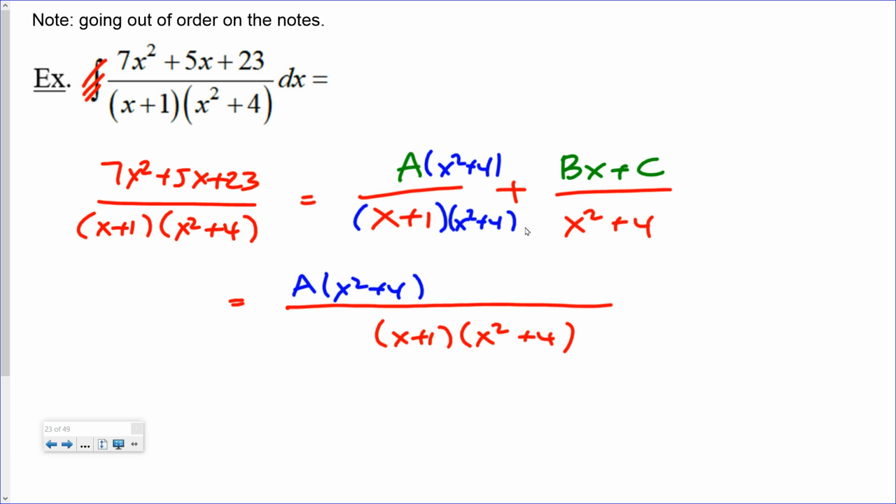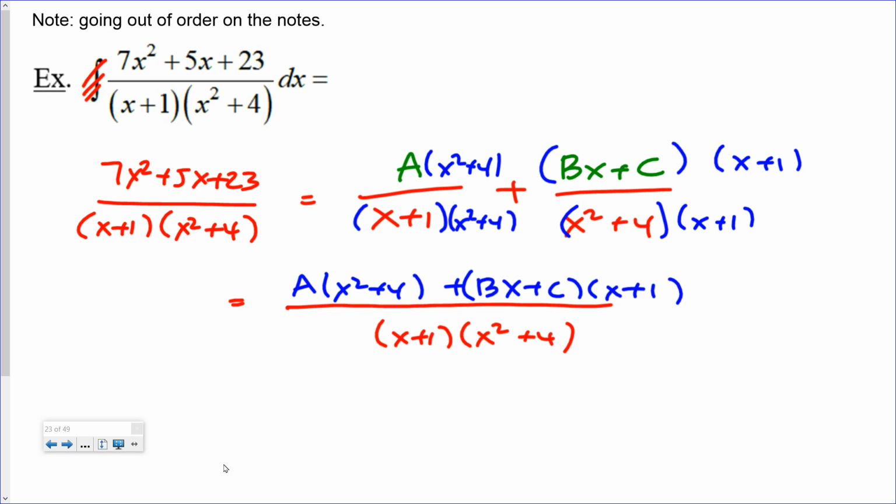All right? Okay, let's look at the second term. The second term, I've got an x squared plus 4 on the bottom. What do I need to get this common denominator? X plus 1. Well, if I multiply by x plus 1 on the bottom, be careful, guys, this is a quantity up here. I better multiply this quantity by x plus 1 on the top. So what I get on the top is a quantity, bx plus c, times x plus 1. Okay? So what I have is 7x squared plus 5x plus 23 all over x plus 1 times x squared plus 4 is equal to this whole fraction here.